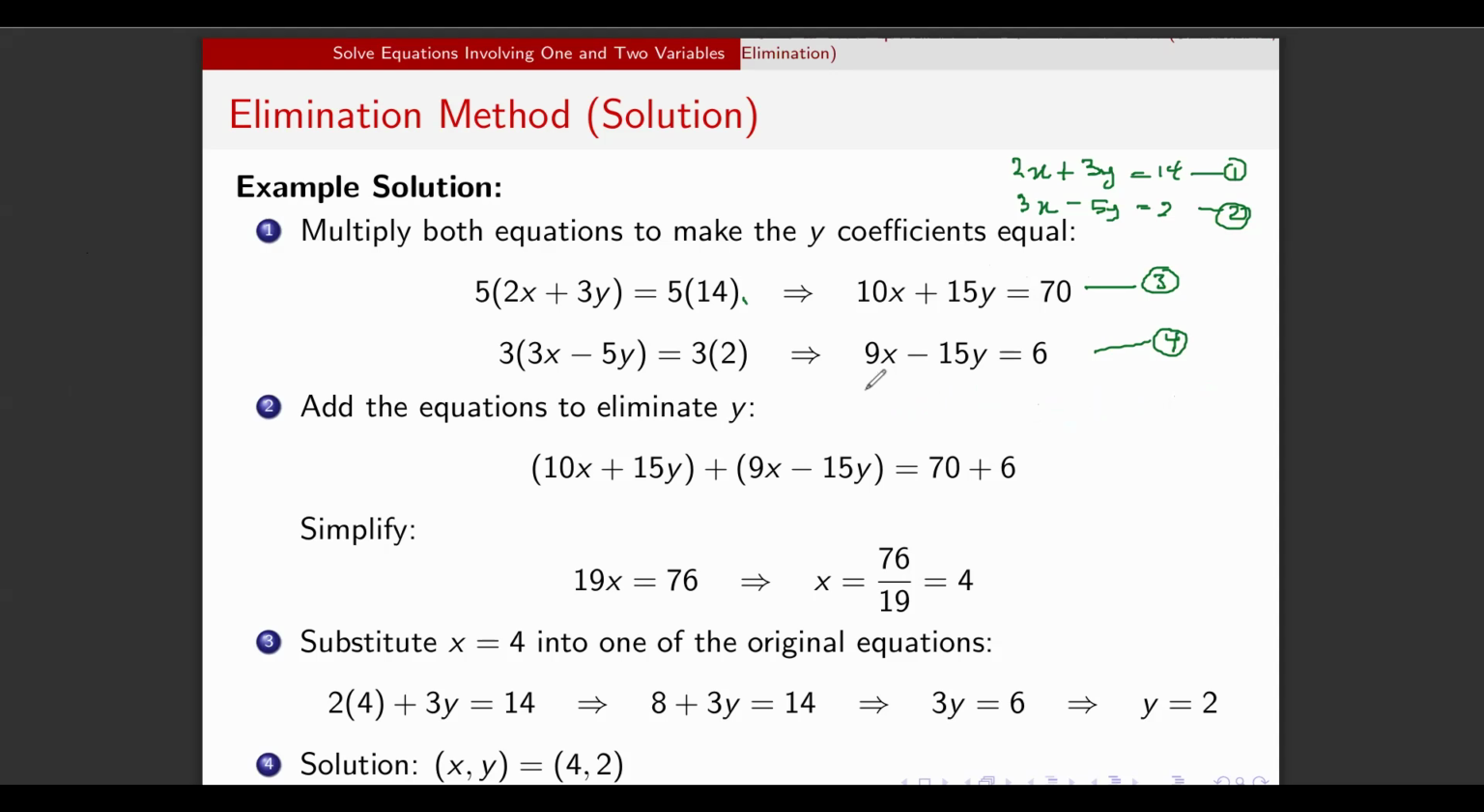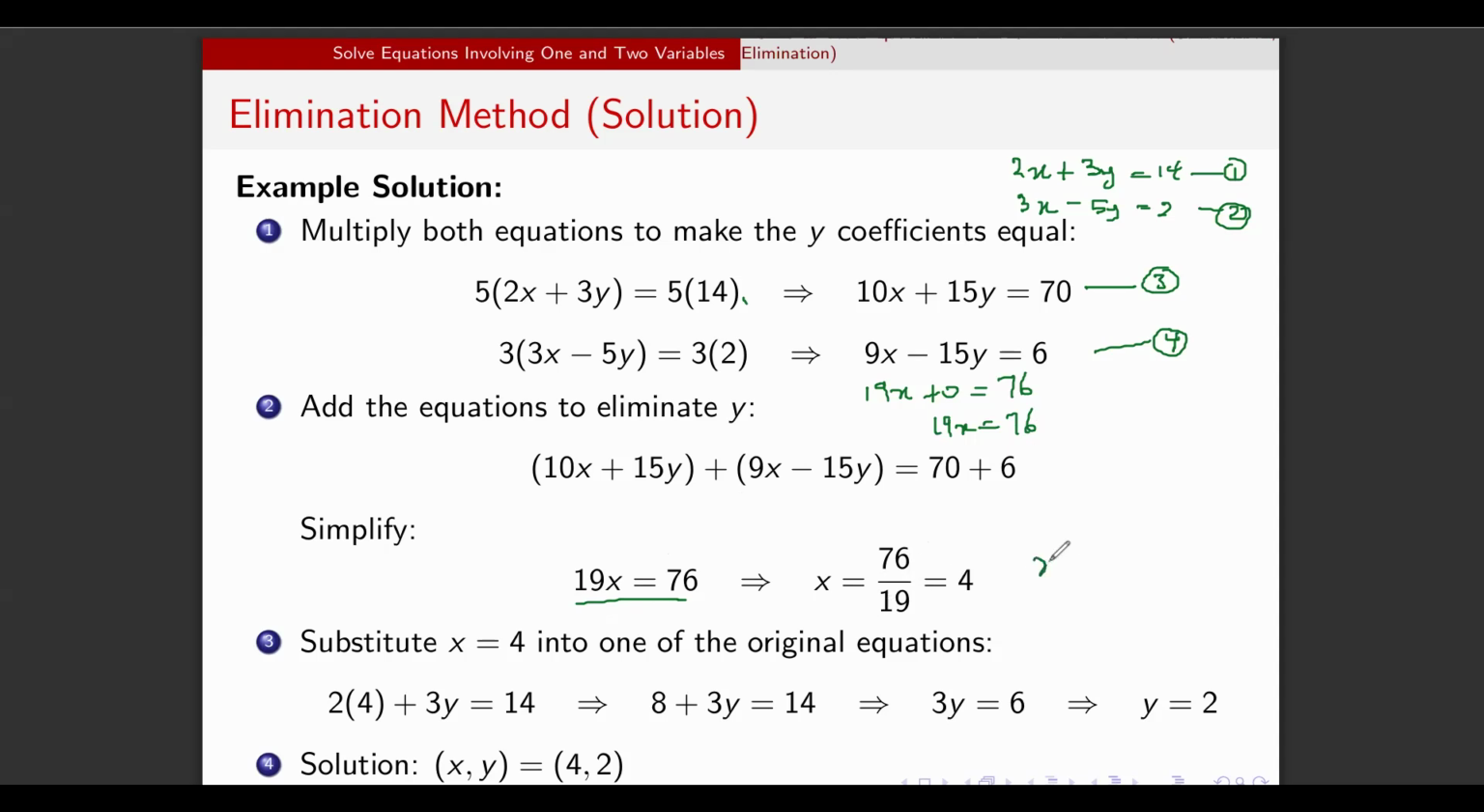So 10x plus 9x is 19x. Plus 15y plus minus 15y is 0. And then 70 plus 6 is 76. So I have 19x equals 76, which is what we have here, okay? So how I simplify this is by dividing both sides by 19, and I have x equals 76 divided by 19, and x finally is equal to 4.